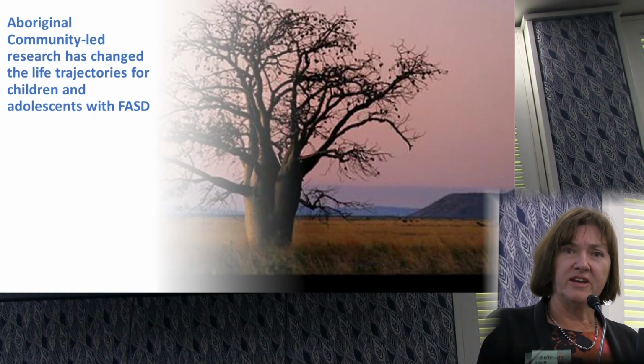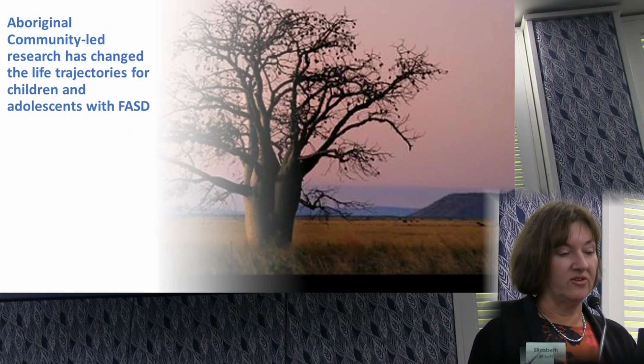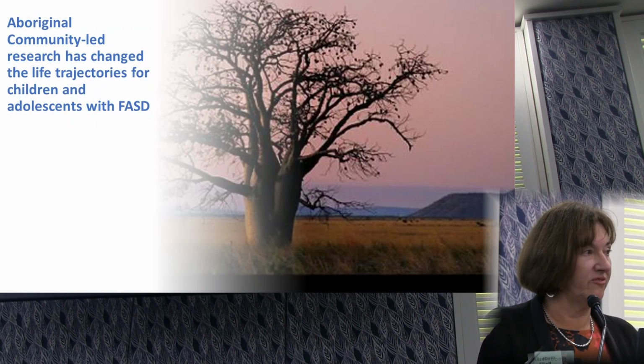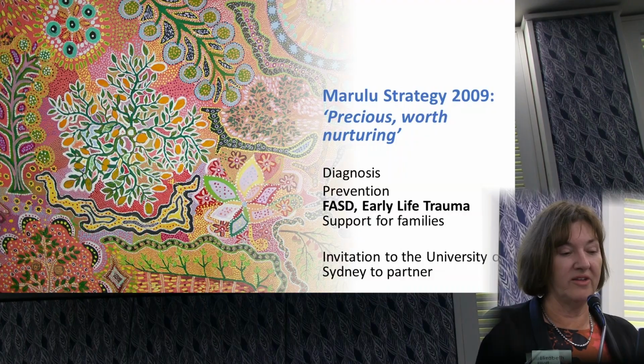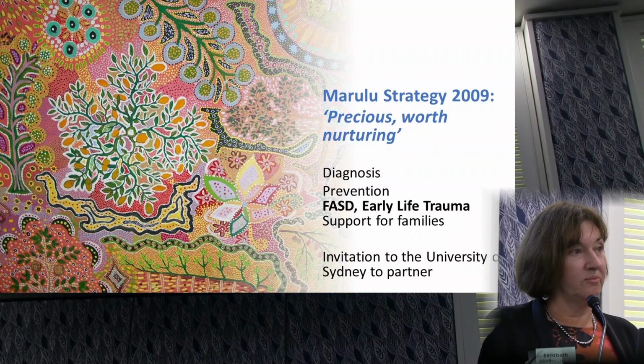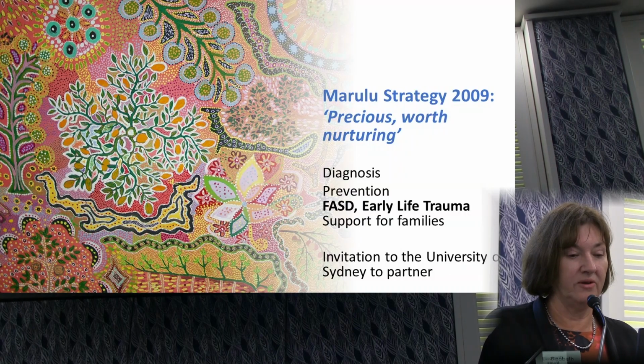And I want to tell you now briefly about how Aboriginal people, particularly women, in the far northwest of Australia in the Kimberley, have really grappled with this issue and led research that has changed the life trajectories for children with fetal alcohol spectrum disorder. So I've had the privilege of being invited to work in these communities back in 2009, following implementation of alcohol restrictions by two very courageous women in the community, June Oscar and Emily Carter. They then developed a strategy called the Maraloo strategy to address the diagnosis and support for families living with FASD and to try and prevent this in their community.